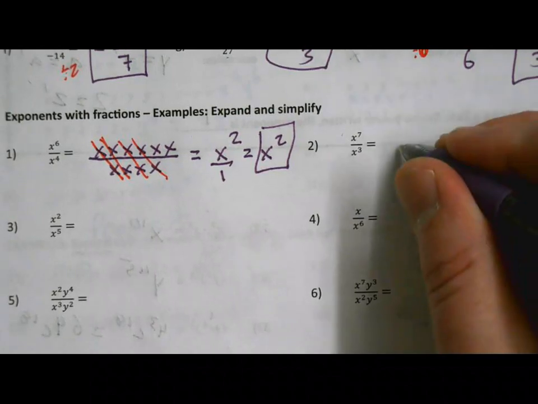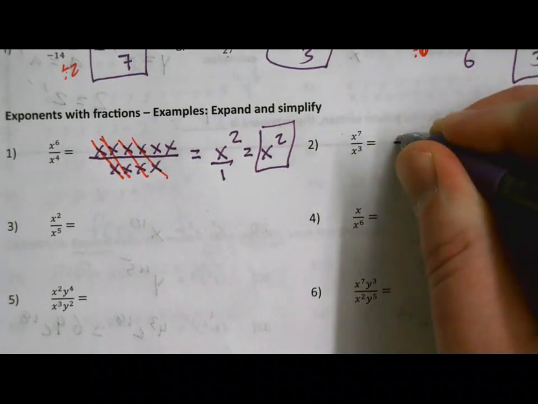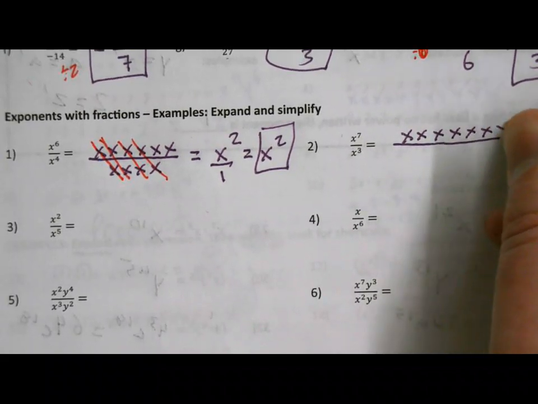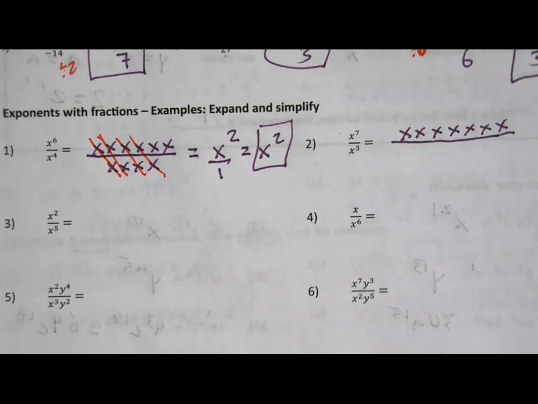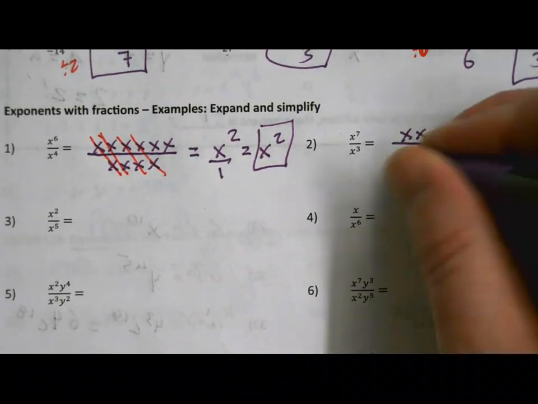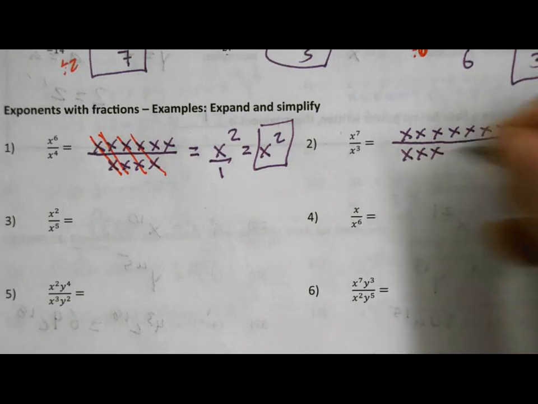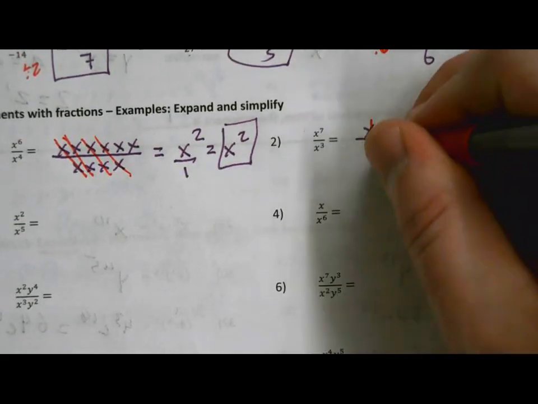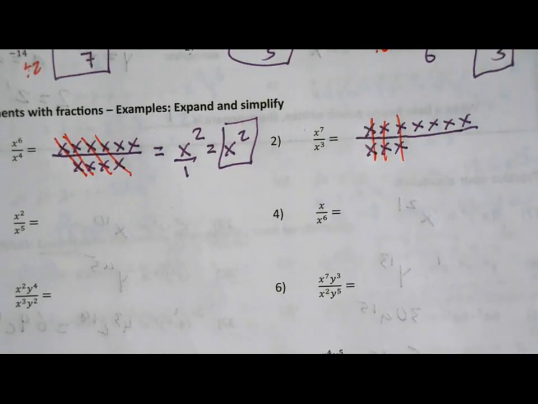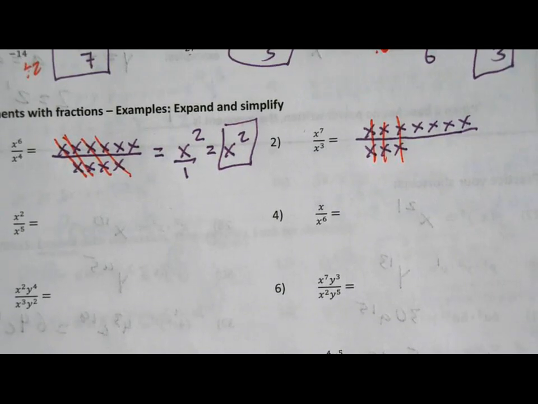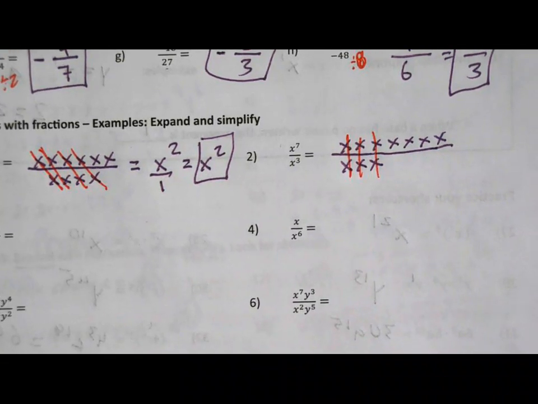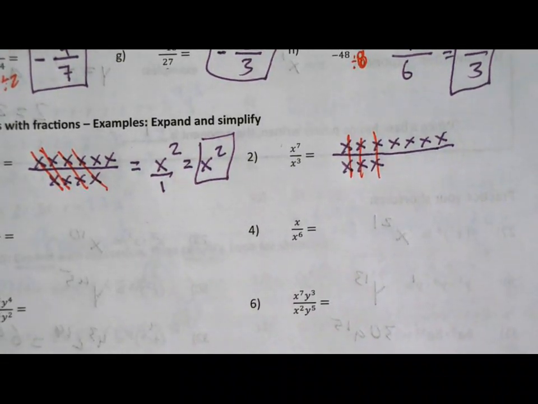All right, let's do this again here. I got 7 x's on the top. 1, 2, 3, 4, 5, 6, 7. 3 x's on the bottom. 1, 2, 3. We're going to start canceling and see what we got left over. How many leftover x's this time? 4 x's on the top.